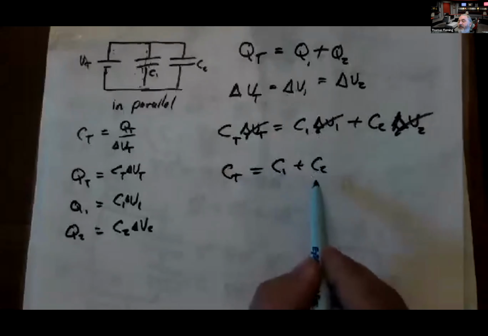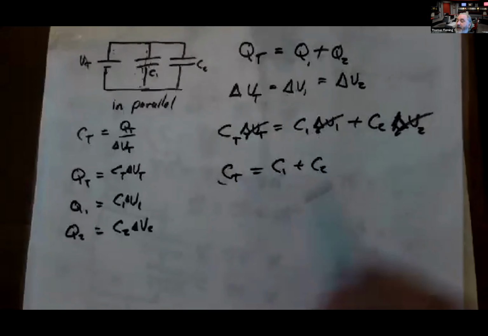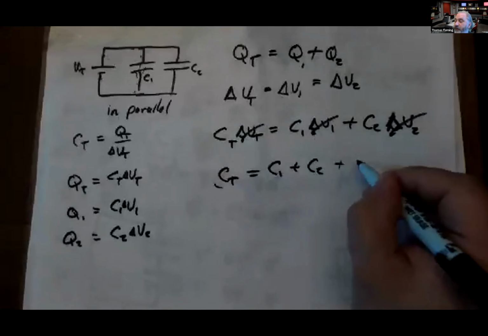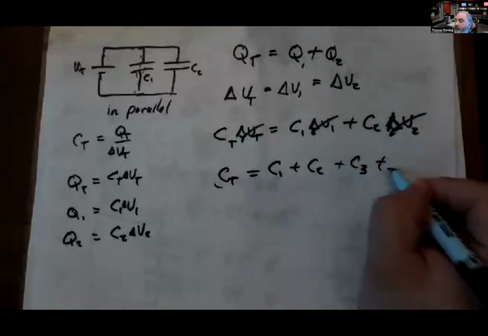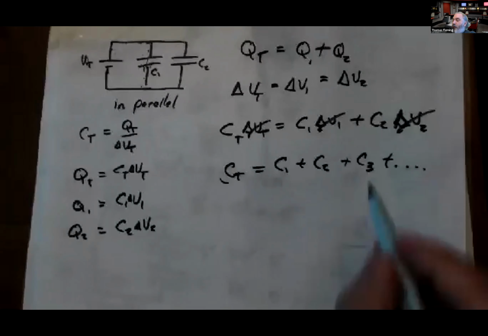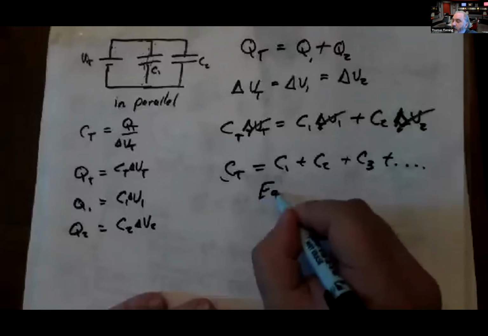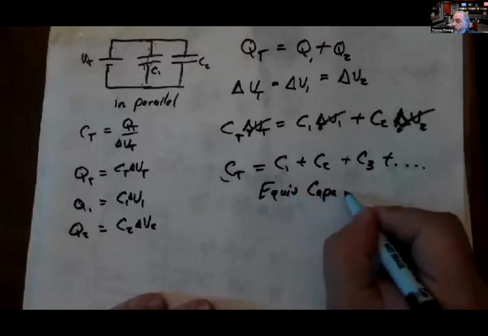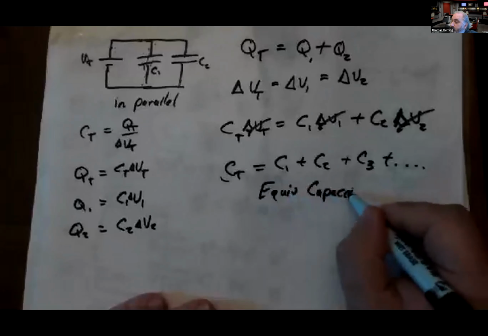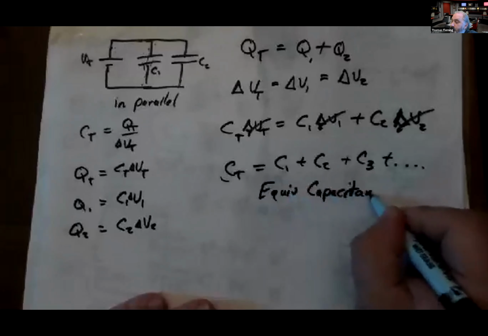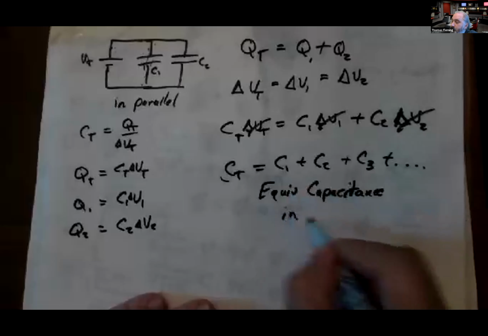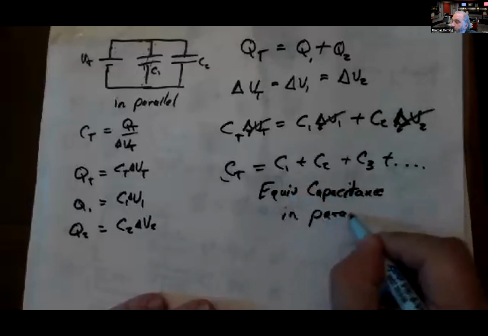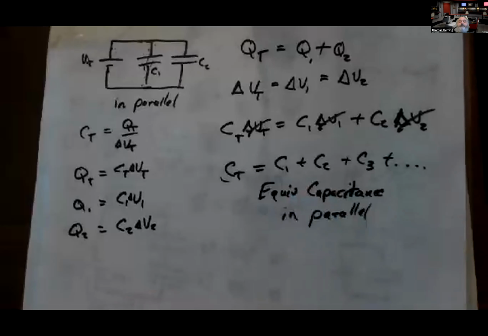They'll act like a capacitor that's that much bigger. And of course, if there was a third one, I would just keep going. So that's my equivalent capacitance in parallel. Super easy.